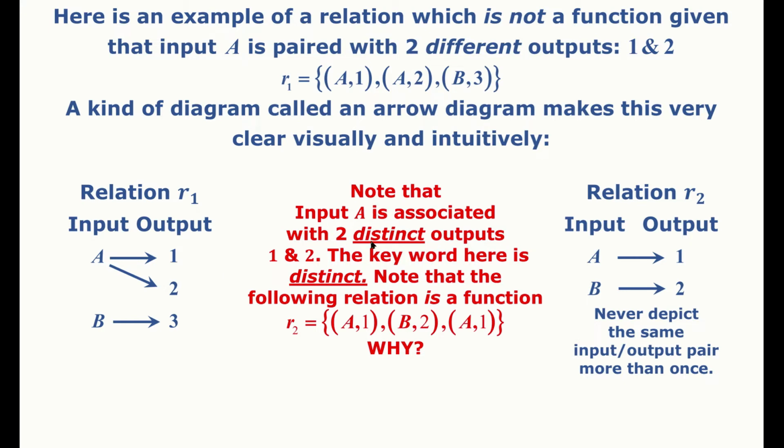Remember, we don't have any restrictions on a relation except that they should just be some ordered pairs, which we have here. So we know that input A is associated with two distinct outputs, and the key word here is distinct. Note that the following relation is a function. You may be thinking, hey, the A is occurring twice, right? So why is it still a function? Because look, the key word is that it's not a function only if these two outputs are different.